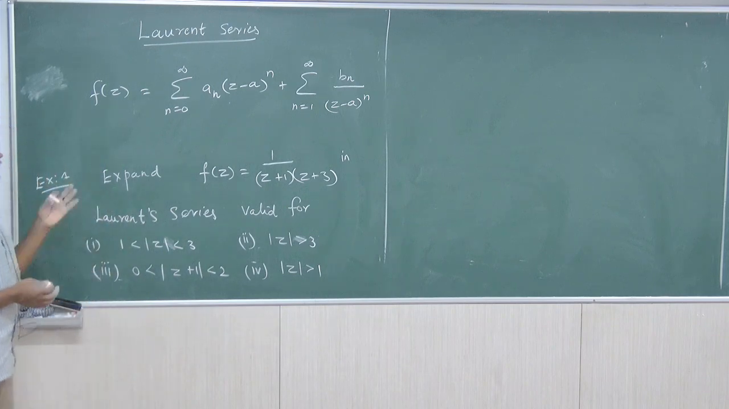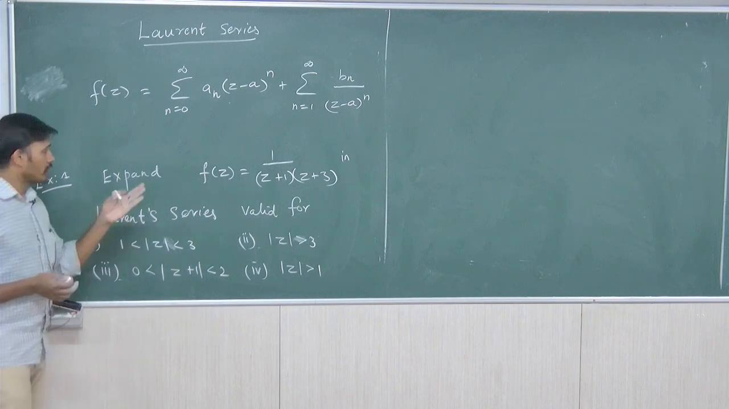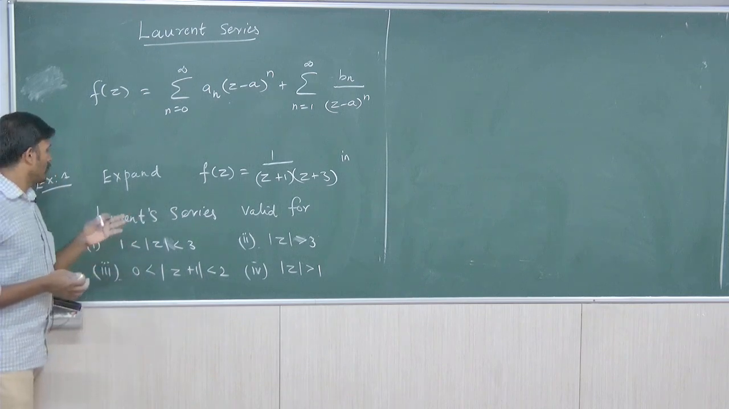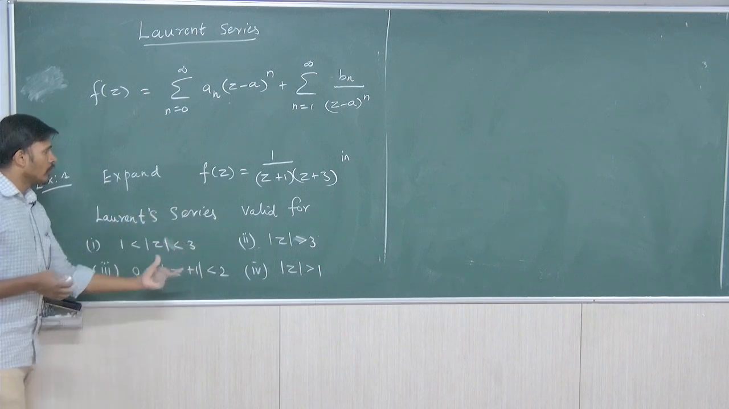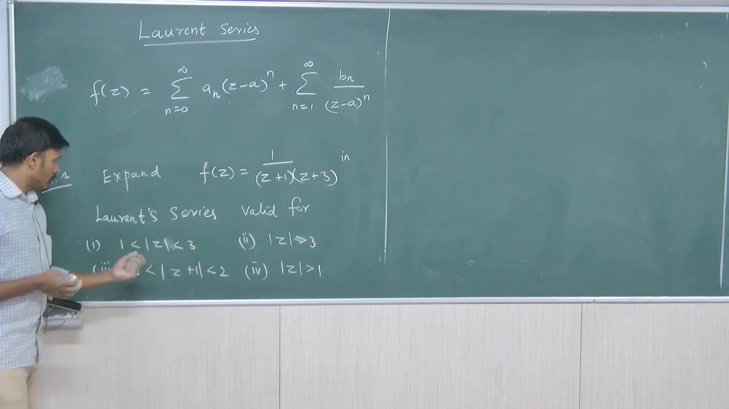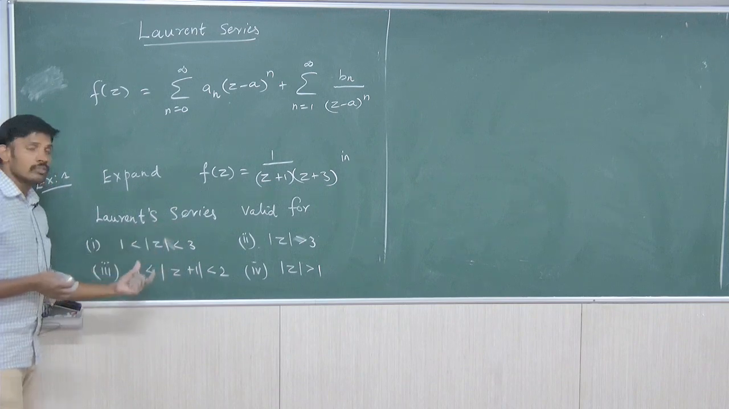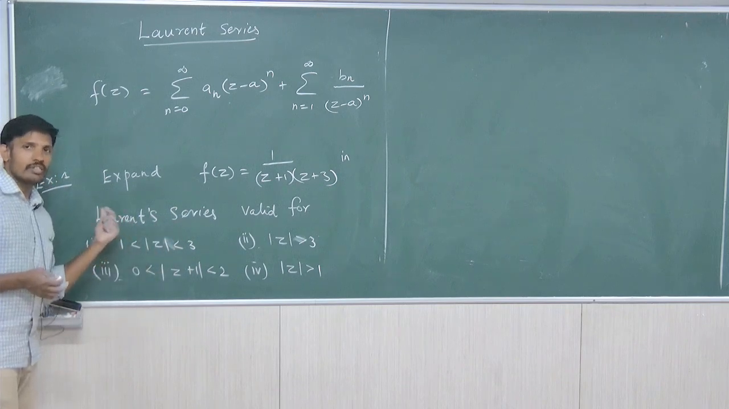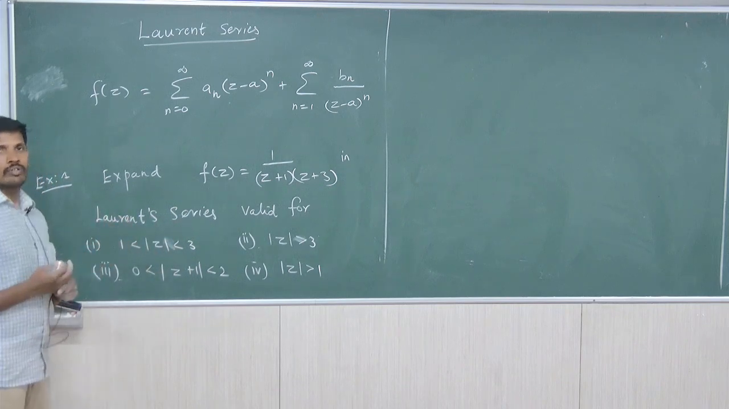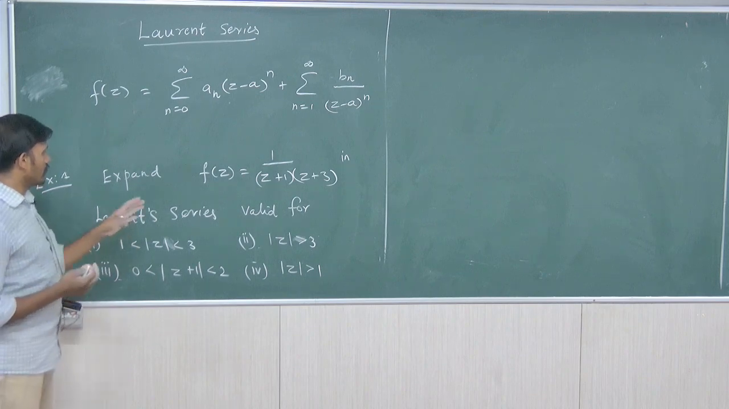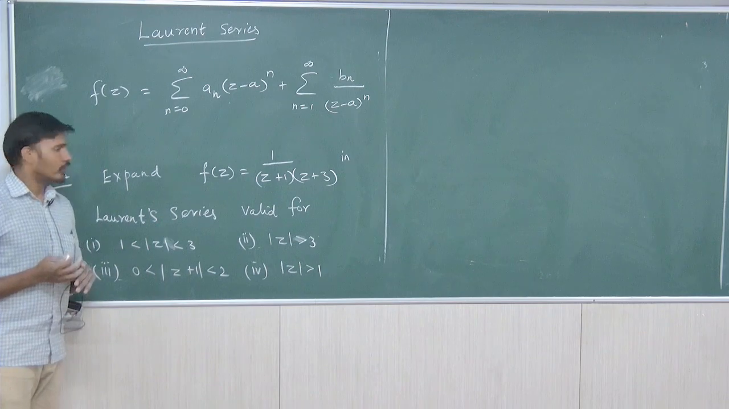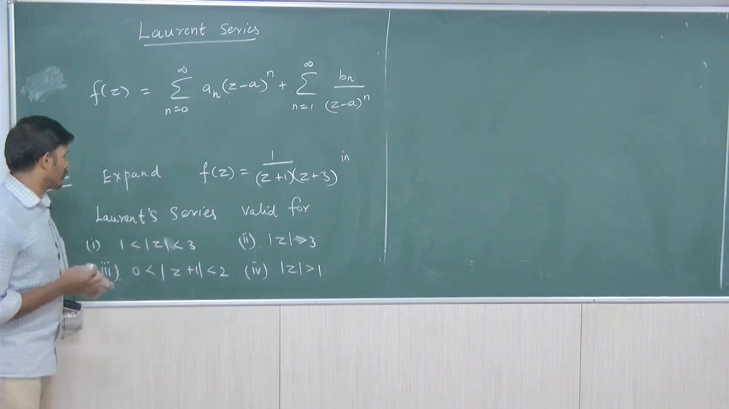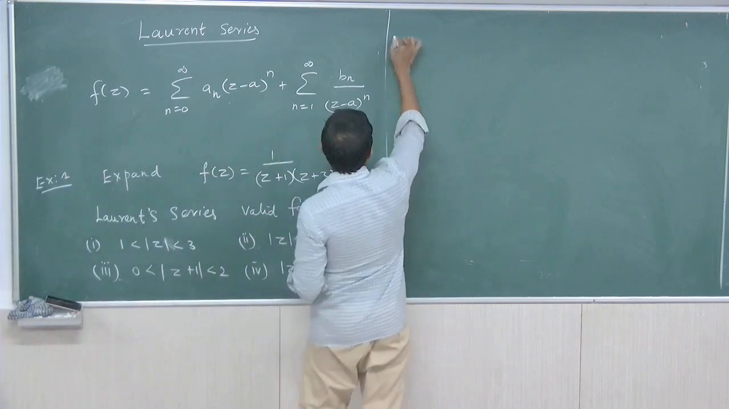Expand f of z equal to 1 by (z plus 1) into (z plus 3) in Laurent series valid for. So here in this problem, 3 different regions are given, right? In a different region we are going to find a different expansion, which is most important. So, solution.